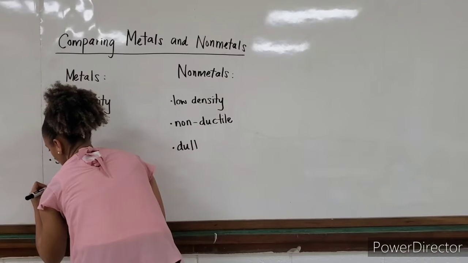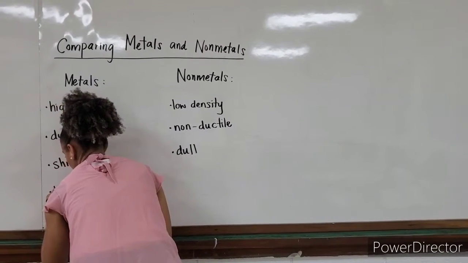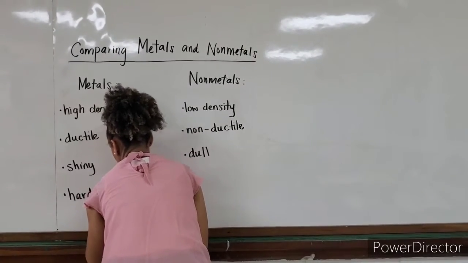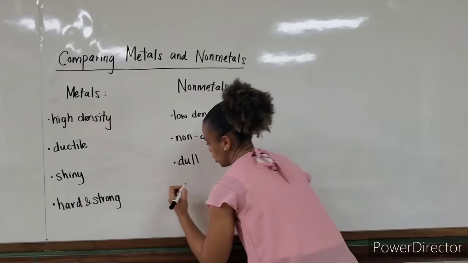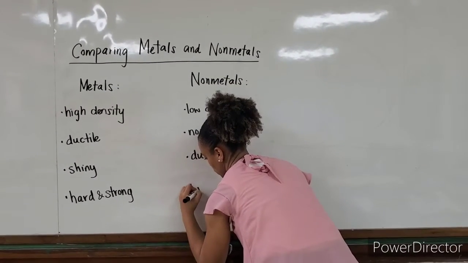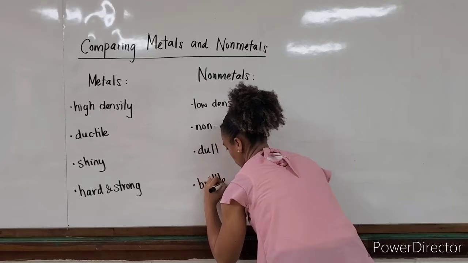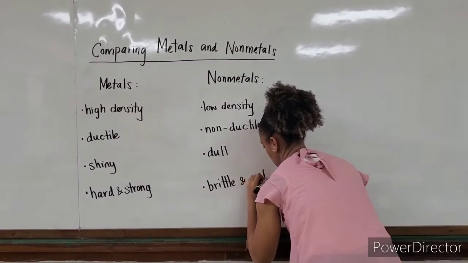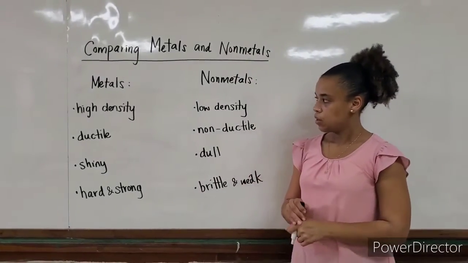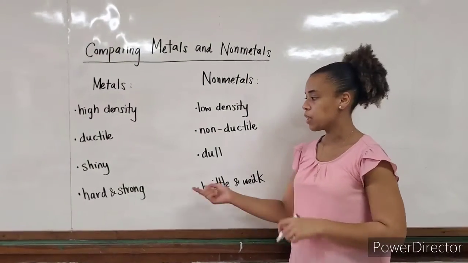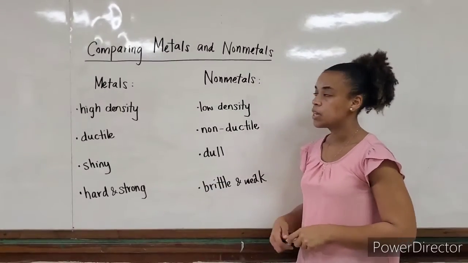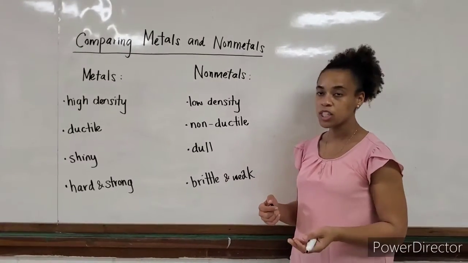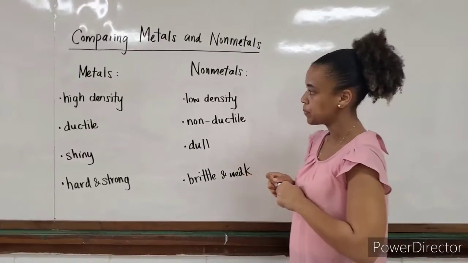Metals also tend to be hard and strong. Nonmetals tend to be brittle and weak. So metals are very hard to break because of their hard and strong structure. In the case of nonmetals, they are brittle and they can be easily broken or crushed into pieces because of their structure.